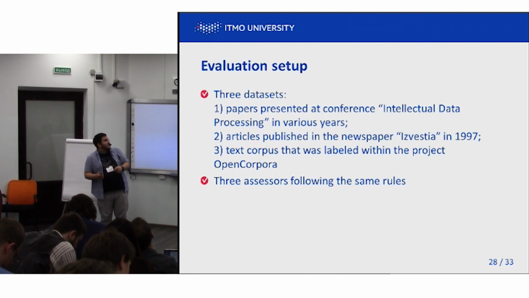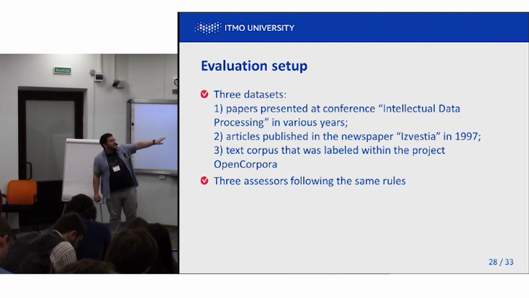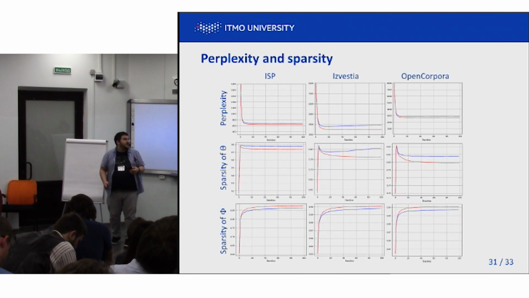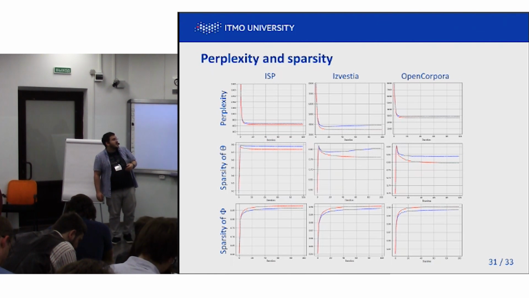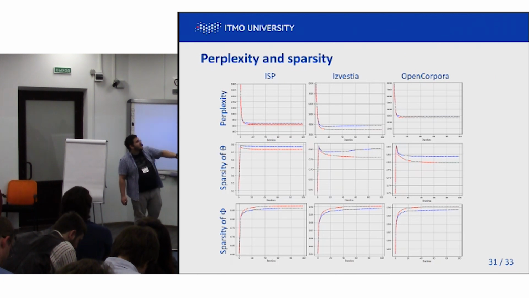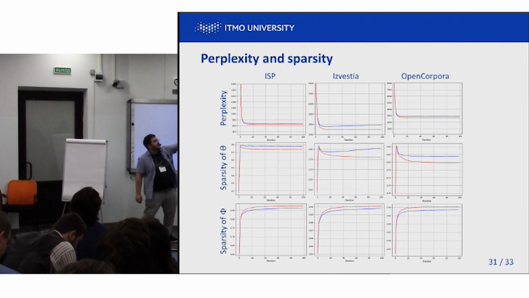Also, here we used something very common and something not so common, intellectual data processing. This is a conference on machine learning and artificial intelligence. And students already knew something about machine learning, so we actually didn't see a big difference between these documents and, for instance, other corpora.